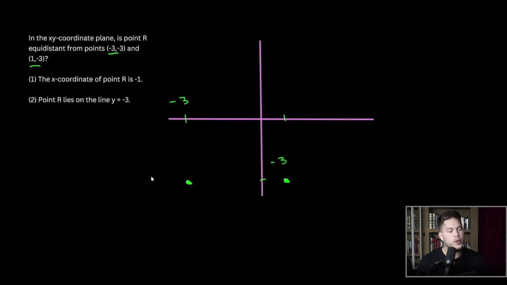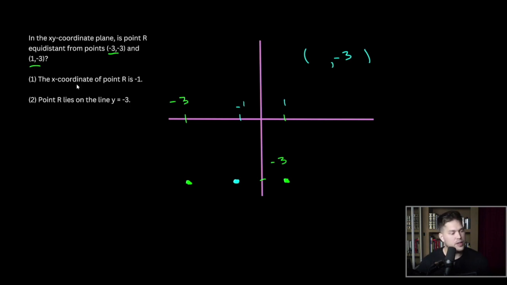So what would be a center point? What could R be? Well, of course, they're both on the line y = -3, so that could be a valid y value. And then what would our valid x value be? Well, the middle of 1 and -3 is -1. All right, so a point like right here would be a valid solution.